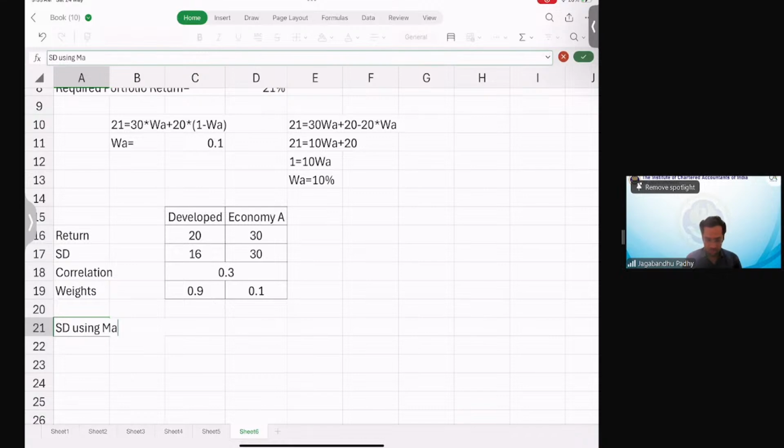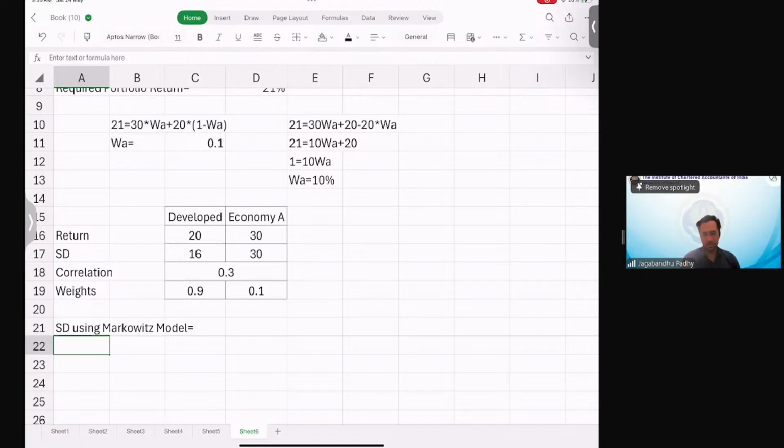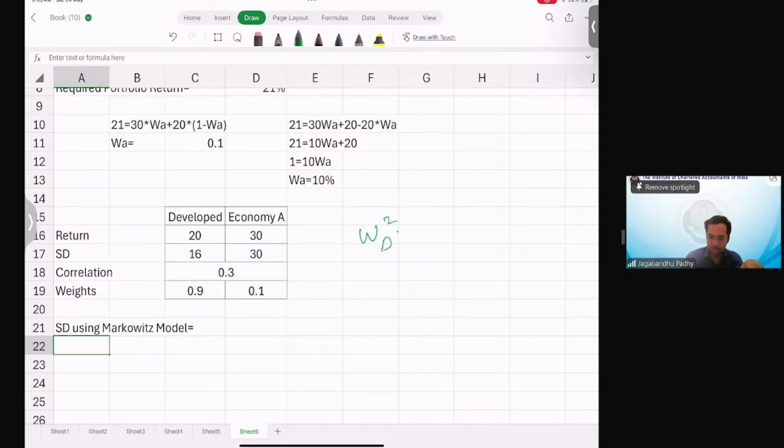Deviation using the Markowitz model, which is the same thing that we have done. Weight of developed company square into standard deviation of developed square, plus weight of A square into standard deviation of A square, plus 2 into weight of B, weight of A into standard deviation of B into standard deviation of A into correlation between B and A.